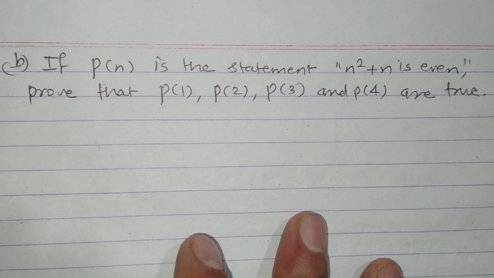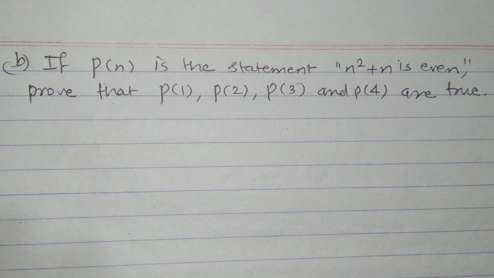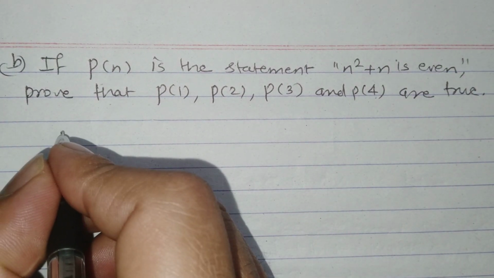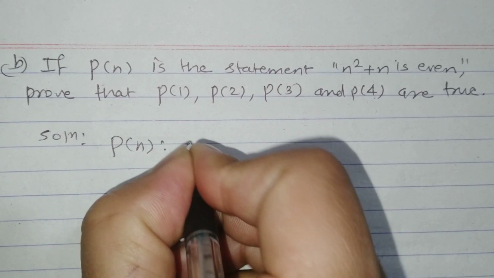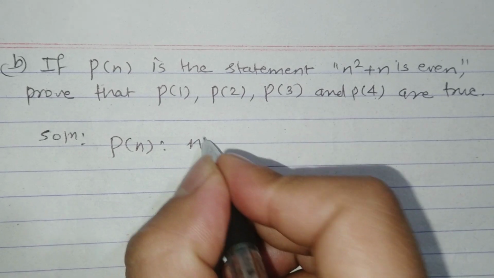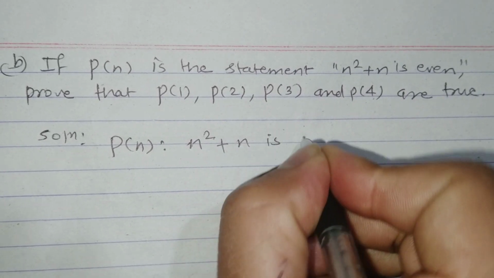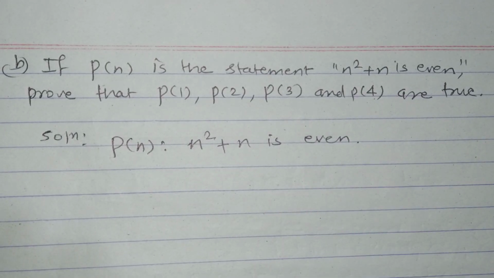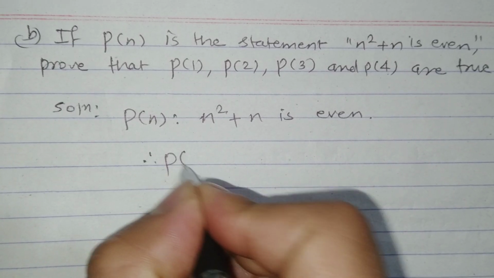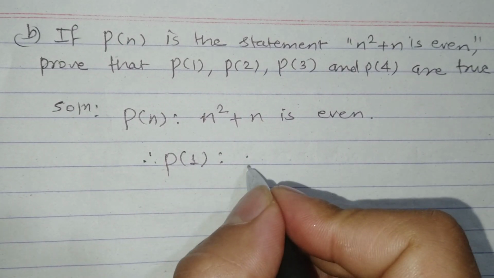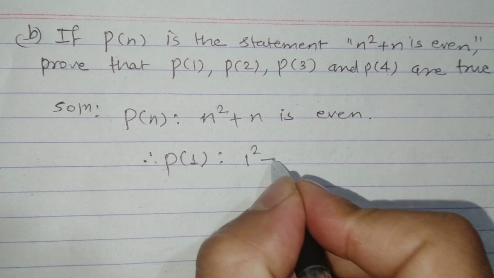So similarly we have the next question. So the next question is, again we have a statement for Pn. In this case Pn is the statement n square plus n is even. So let's check this statement for P1. So we have to check first for P1. So replace n by 1, so 1 square plus 1.